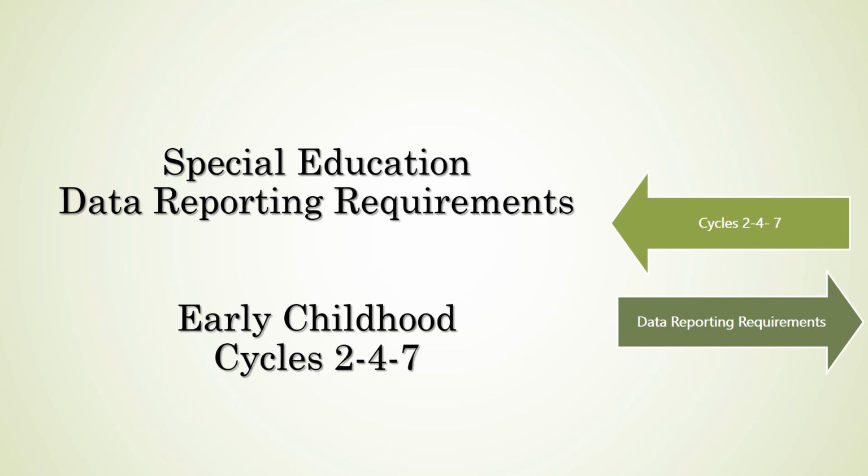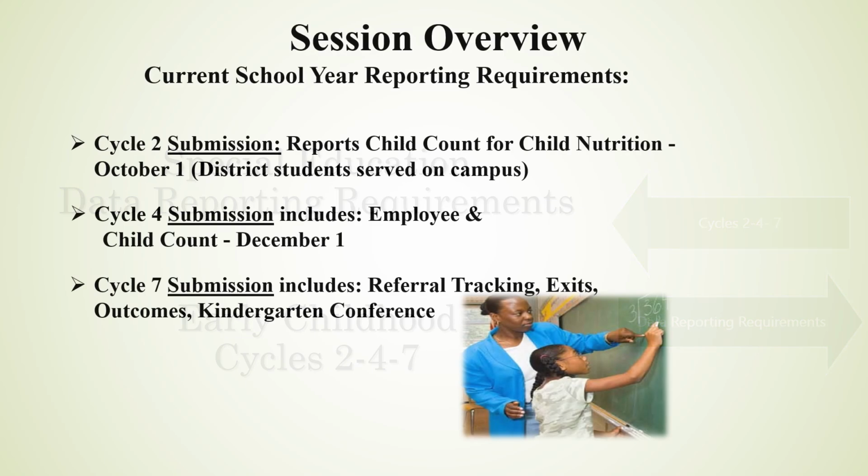This presentation covers the special education data reporting requirements of cycles 2, 4, and 7 for early childhood within the new fiscal year. Cycle 2 in October is for purposes of reporting active special ed students receiving child nutrition and is only for school districts and pertains to students served on campuses through a district's preschool. Cycle 4 includes personnel and active students or child count on December 1. Cycle 7 covers referral tracking, exits, kindergarten transitions, and outcomes.